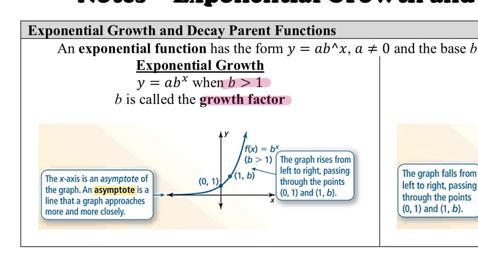Now, these exponential functions have an asymptote at y equals 0. That means that's a boundary that this graph is not going to cross. So right here at y equals 0 on the x-axis, there is an imaginary boundary line. That means my function will never reach negative y values.